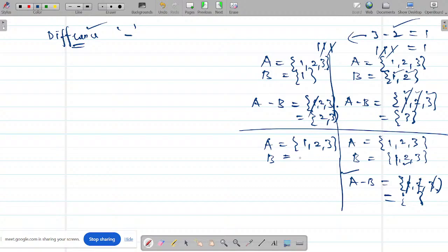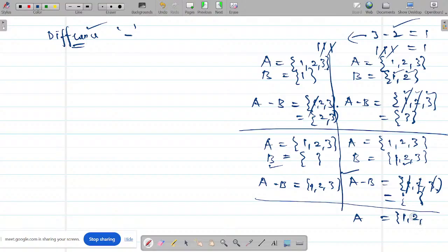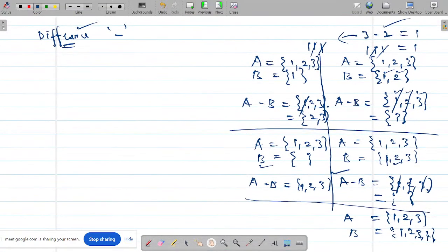Now B is a null set. What is A minus B? 1, comma 2, comma 3. Nothing is gone here because there is nothing in B. So A itself is A minus B here. Only one more. A minus B, where A is 1, 2, 3 and B is 1, 2, 3, and 4. What happens?